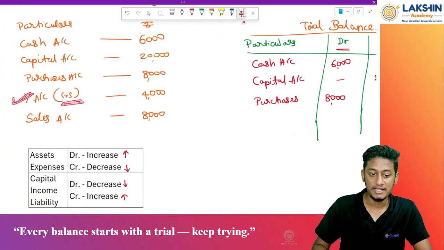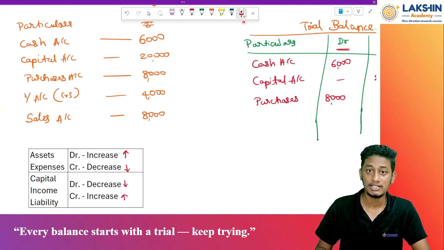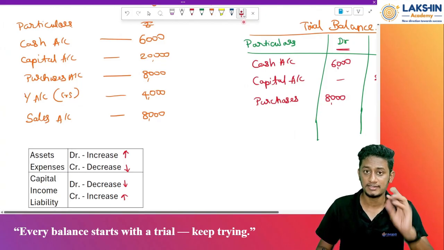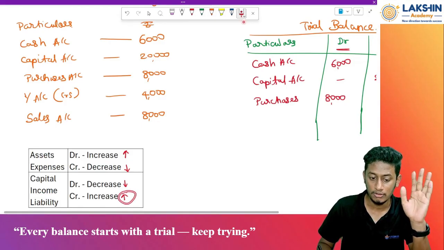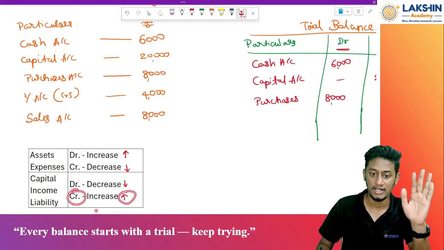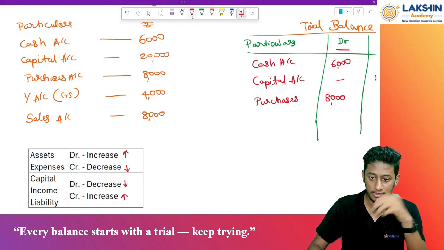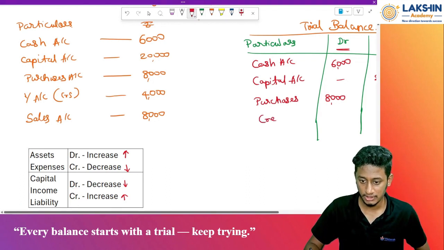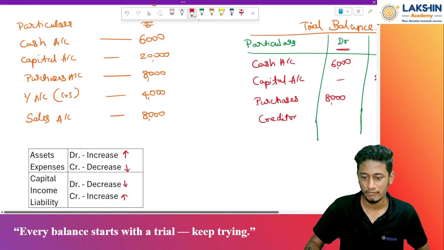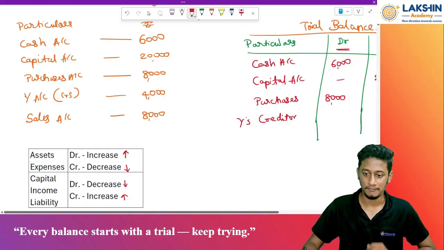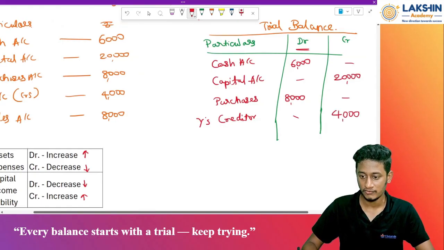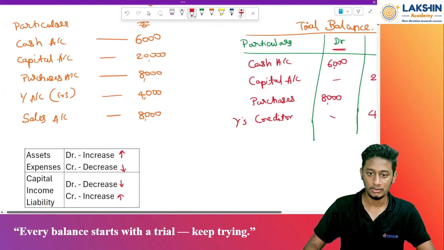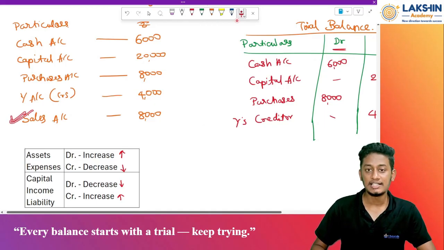Y's account. What is Y? He was our creditor. So what is creditor out of 5 heads? It is a liability. So where is the upward arrow? Upward arrow is on the credit side. So therefore, Y's account will have a credit balance. Y's account, a creditor, so on the credit side, I will have a balance of rupees 4,000. Okay. Good.